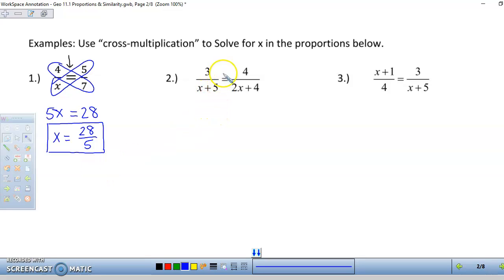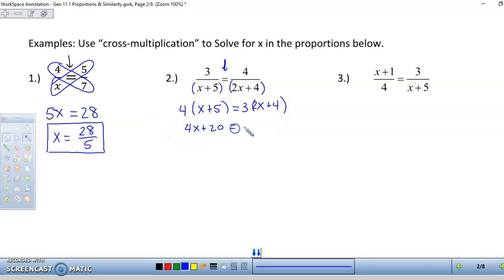Again, you have that equal sign between two fractions, so we know we're going to cross multiply. But when you have adding or subtracting within the fraction as well, you want to make sure you put parentheses, because when you cross multiply, you are going to have to distribute. So here I would get 4 times x plus 5, and then 2x plus 4. Pause for a second and solve that.